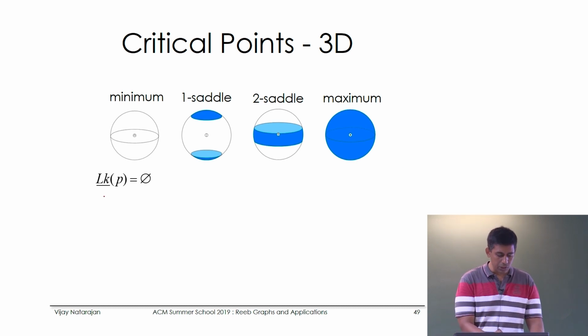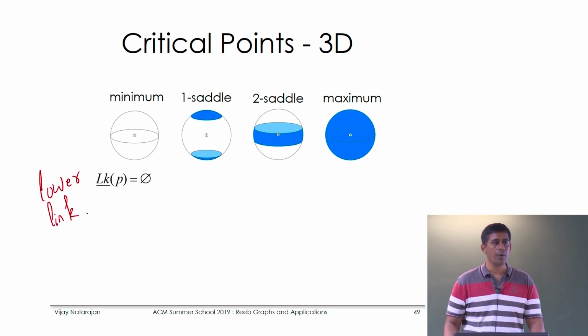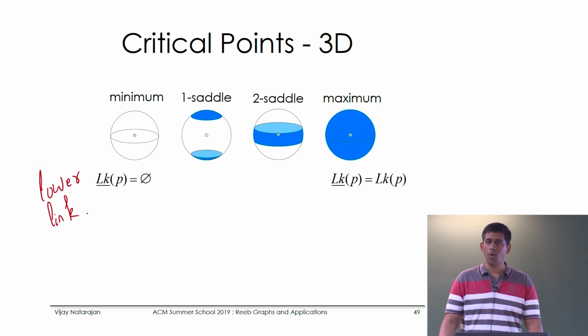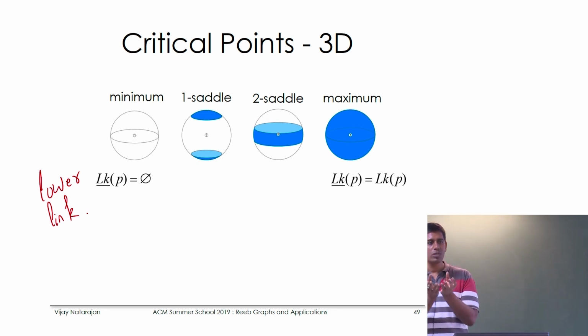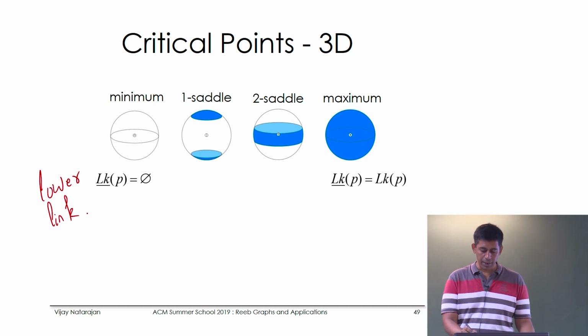So, the lower link is just shown this way. So, this is just lower link. Okay. This is empty, so 0 connected components. How about the maximum? The lower link has 1 connected component and it is a sphere. So, what does it have? It encloses a void. That can also be computed. I am not talking about that, but that is different topologically.